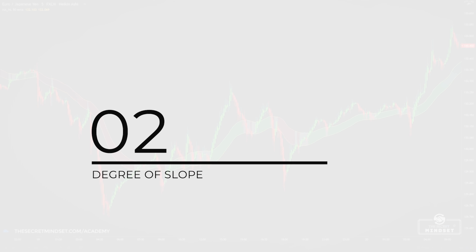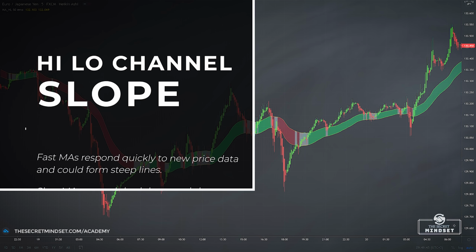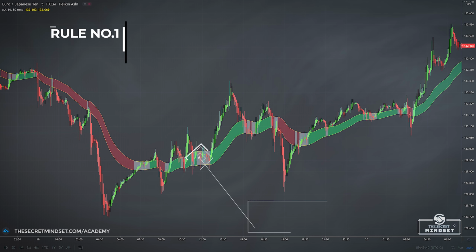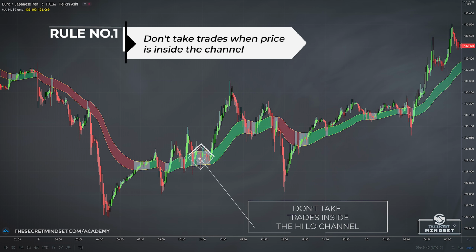The range of the channel is related to the look-back period. Fast-moving averages respond quickly to new price data and could form steep lines, but slow-moving averages are weighted down and show more stable slopes. When the price is inside the channel, I avoid opening any position.